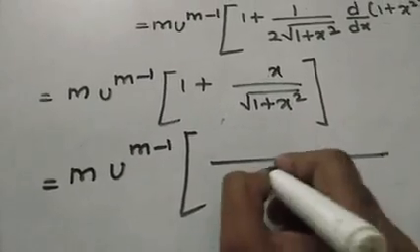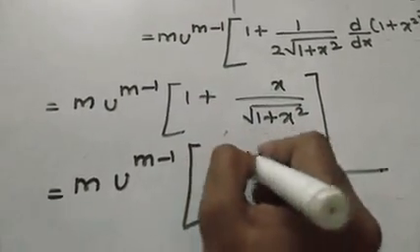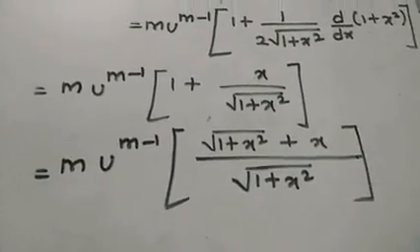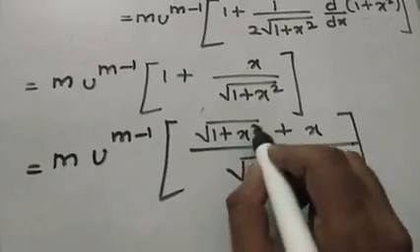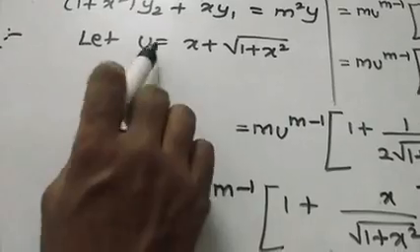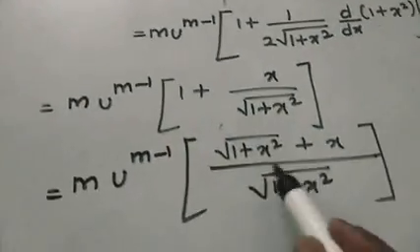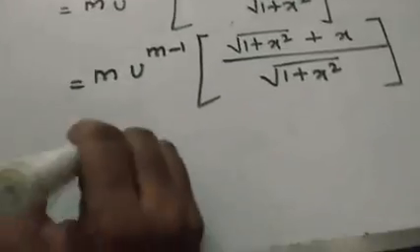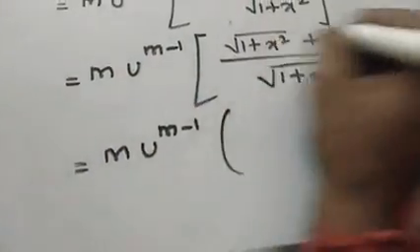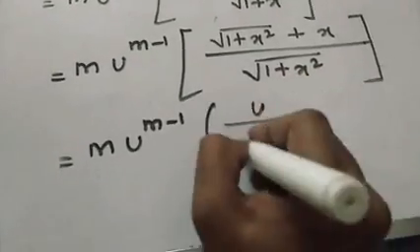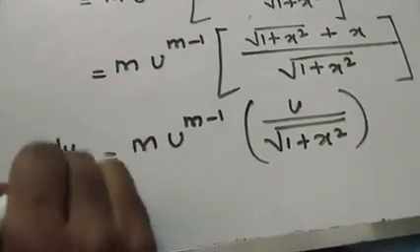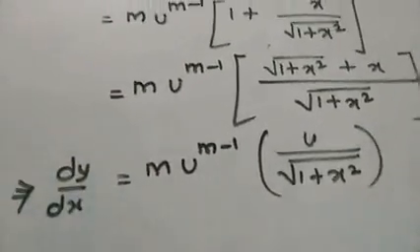If you take the LCM, cross multiply 1 plus x square plus x, close the bracket. Now x plus root over 1 plus x square is nothing but your u. What was the u? x plus root over 1 plus x square. So instead of that we can write u by root over 1 plus x square, and this side it was dy by dx. Clear?